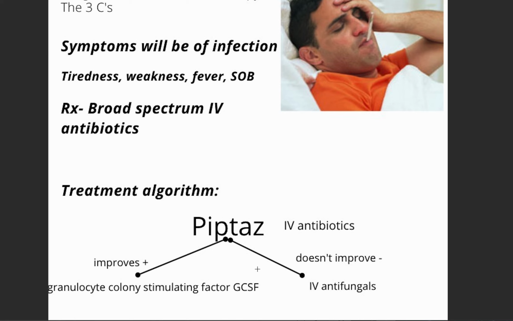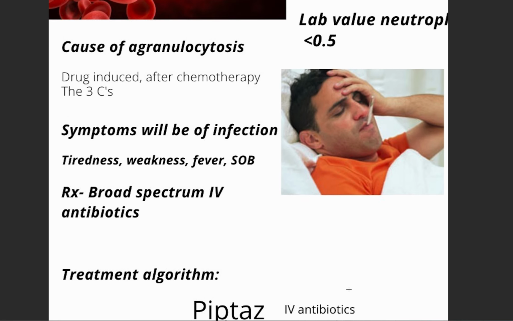However, there's a chance that it does not improve. The neutrophil count does not normalize and their condition does not improve with these broad-spectrum IV antibiotics, in which case we will start the patient on IV antifungals, because there could be a chance that there is a fungal infection underlying as well, and that will target the fungal infection. That is everything you need to know for agranulocytosis.